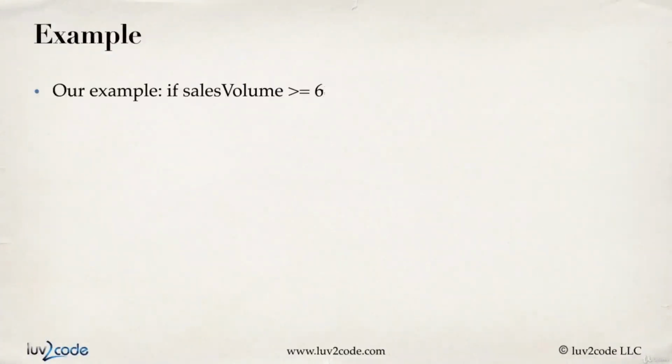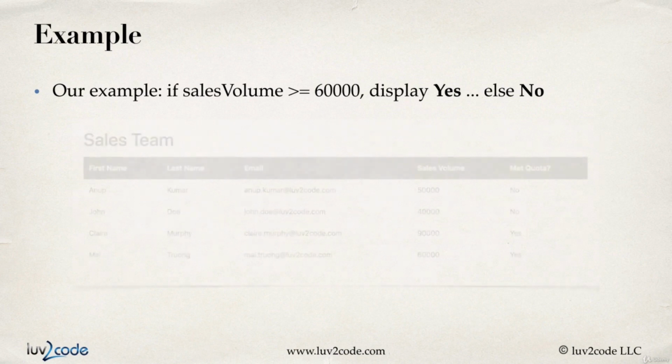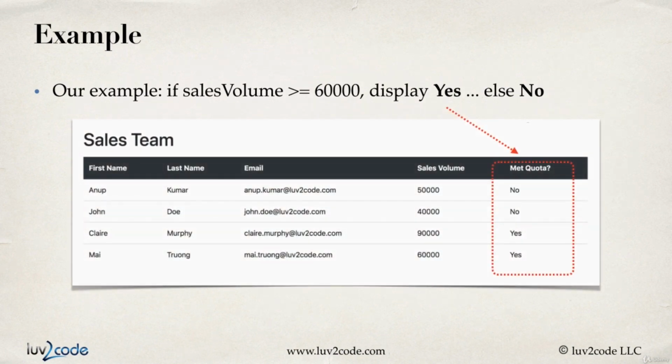Alrighty, so in our example, we want to check if the sales volume is greater than or equal to 60,000, then we'll display yes, else we'll display no. So in our little column here, met sales quota, that's the Boolean expression that we'll make use of. Sales volume greater than or equal to 60,000.